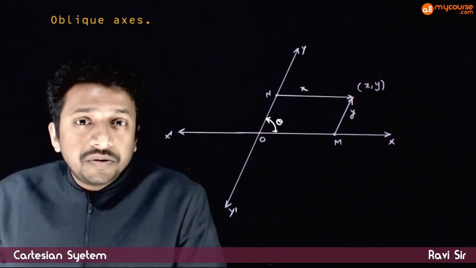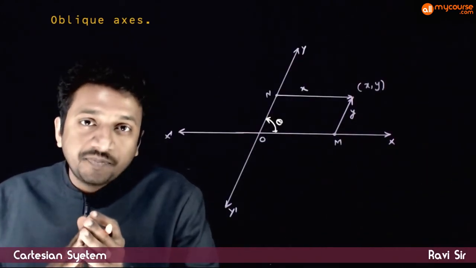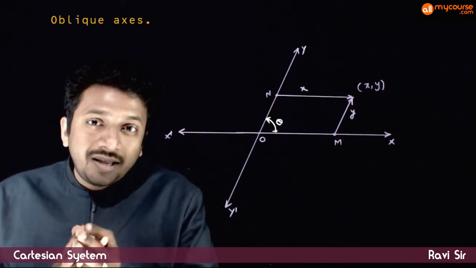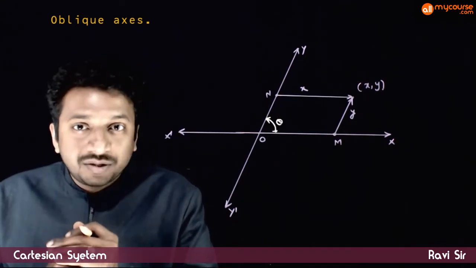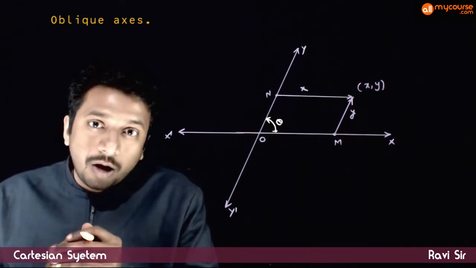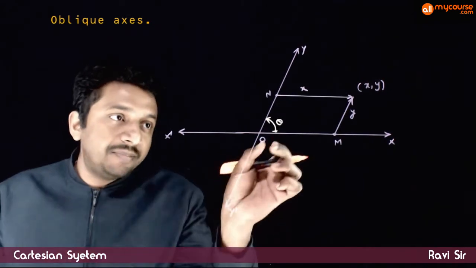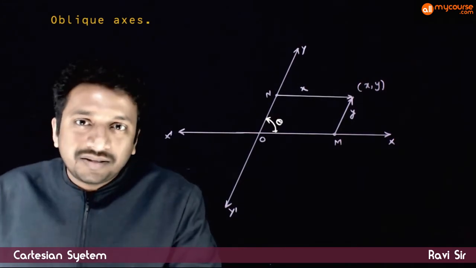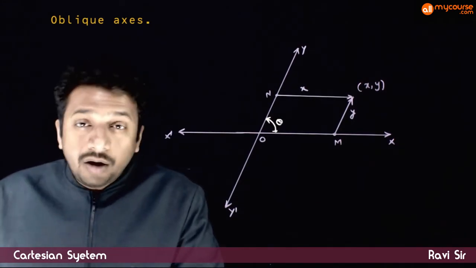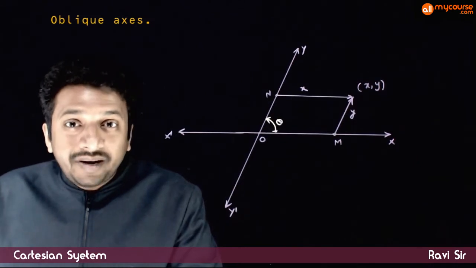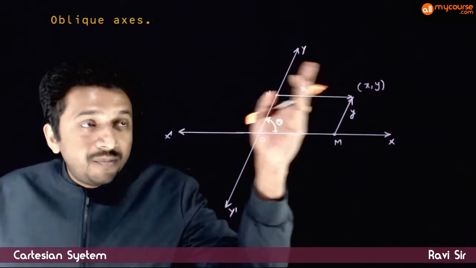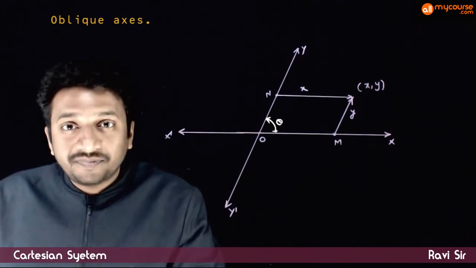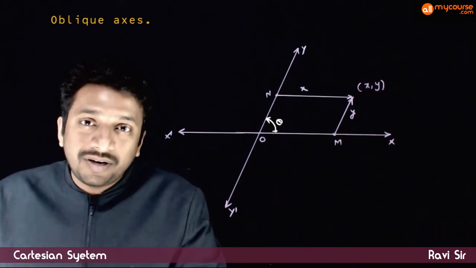In this video, let us look at the topic of oblique axis. If x and y axis are inclined at some angle other than 90 degrees to each other, they are called oblique axis. For example, they are inclined at an angle of theta with each other, where theta is not equal to 90 degrees. Now, how do we measure the x coordinate and y coordinate of different points in different quadrants using oblique axis? We use the same definition for x coordinate and y coordinate.